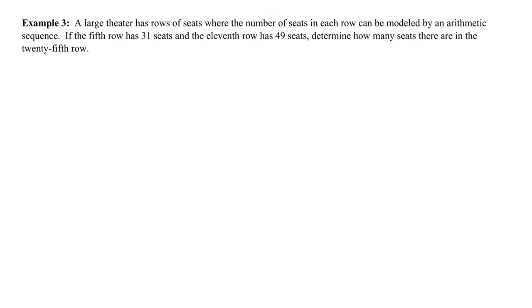All right, last example. A large theater has rows of seats where the number of seats in each row can be modeled by arithmetic. Oh, let's write that down. A sub n equals A sub k plus d times n minus k. All right? All right. The 5th row, so A sub 5, has 31 seats. And then the 11th row, A sub 11, has 49 seats.